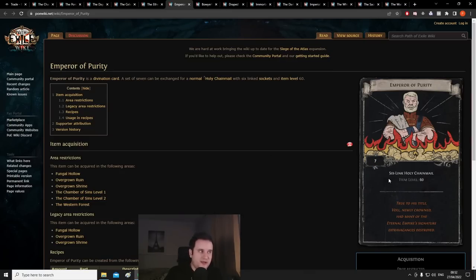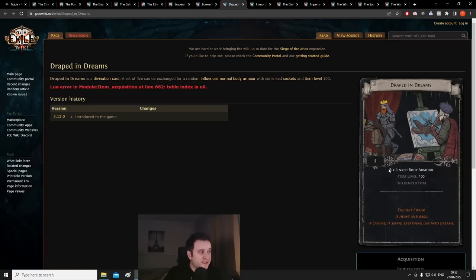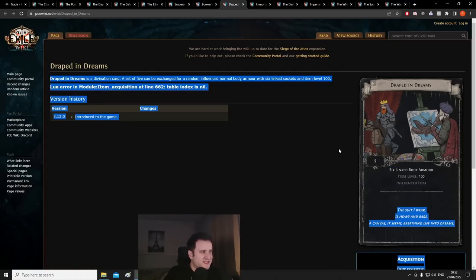One thing to note about Emperor of Purity and why I don't really like it is you cannot accidentally hit spell suppression because a Holy Chainmail is an armor energy shield base. So that's just something to look out for. Boyer's Dream. I don't really know about people who are farming these, but I know some people who use them. It's basically just if you're a bow character, right? Harbinger bow. Six-linked body armor. I don't really see people really using those.